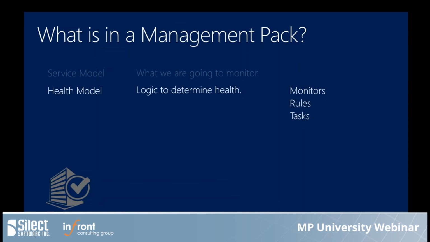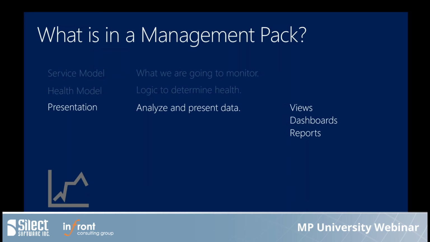Essentially, this builds a model that says what it is I'm going to monitor. Next, we have what we call a health model, which is: given that I know what it is I'm going to monitor, what kind of logic do I need in order to do that monitoring? We do this through monitors, rules, and tasks. There are a couple of others; I should put dependencies and recoveries up there as well. But this is all the logic we perform in order to measure the health of that application that I've modeled in my service model.